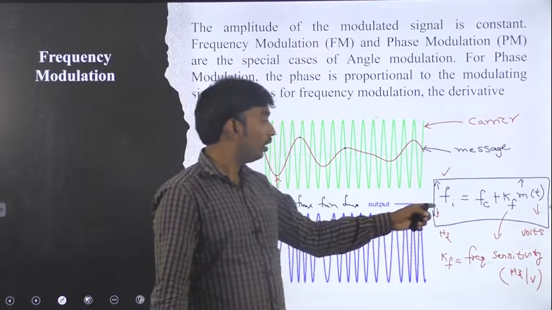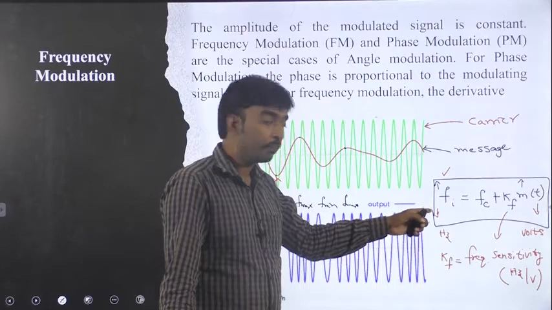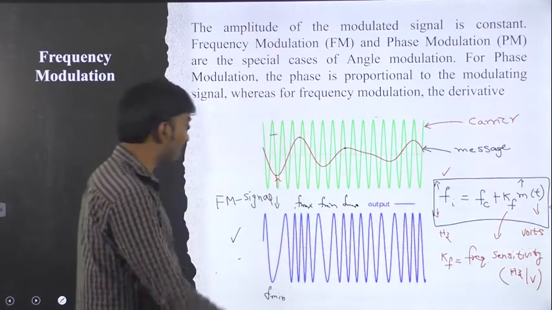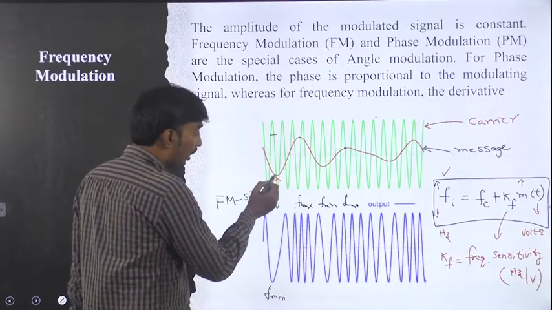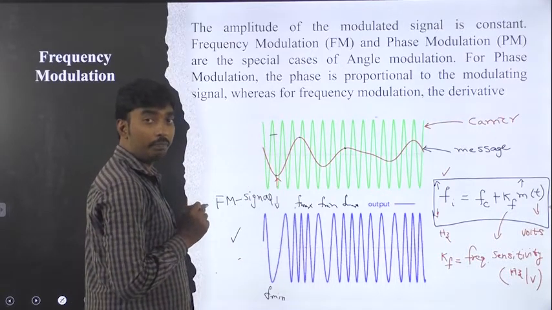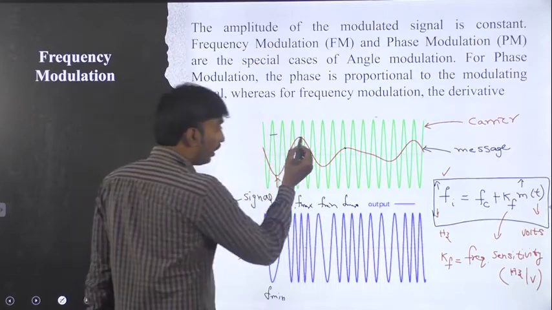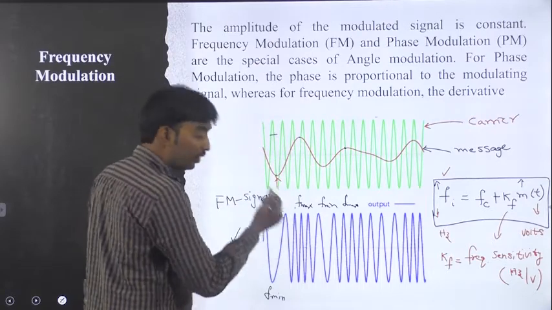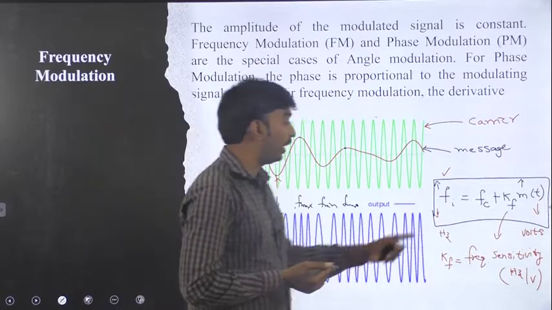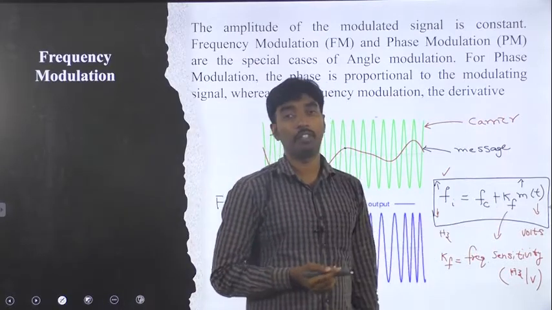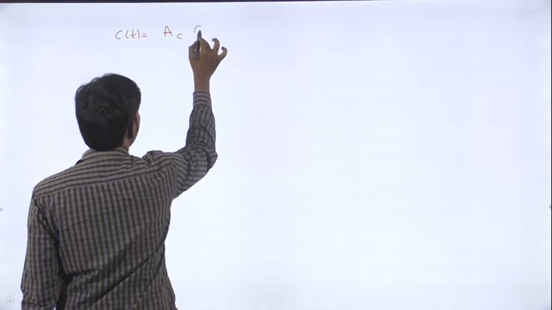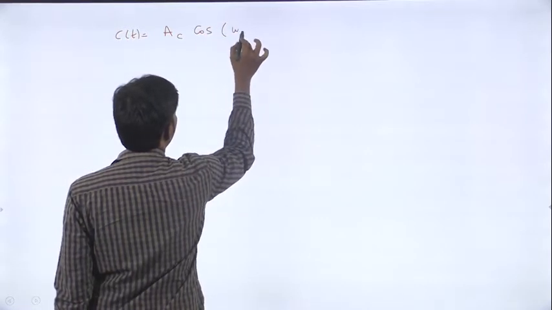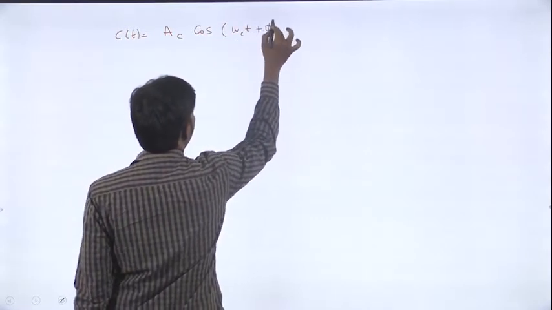So all the time the instantaneous frequency follows this one. Instantaneous frequency means at this particular instant, what should be the frequency. At the particular instant of the message, what should be the modulated frequency. Now that depends on Fi is equal to Fc plus Kf into m of t. Remember this. And now in the previous expression, c of t is equal to Ac cos omega ct plus phi.